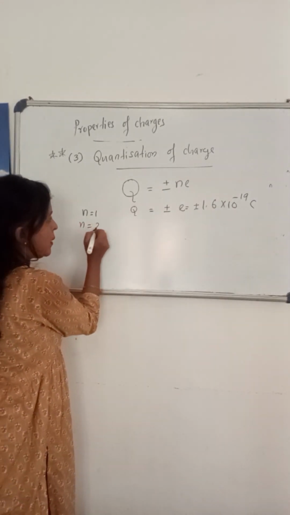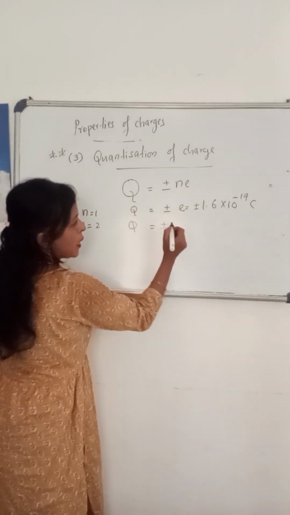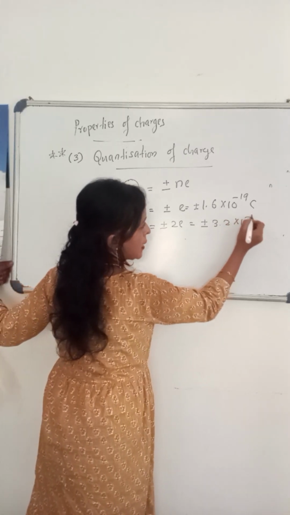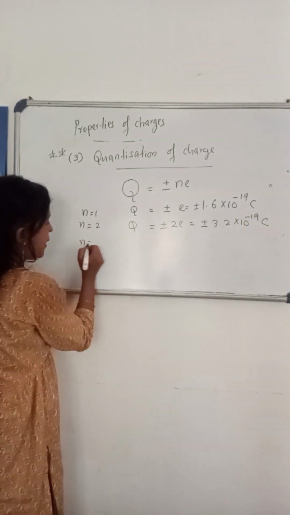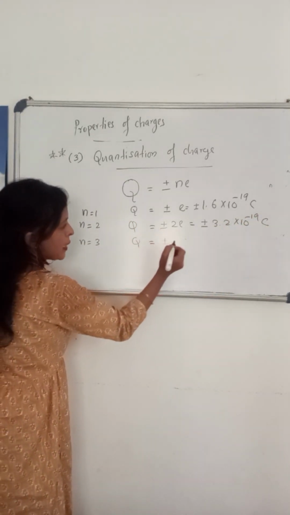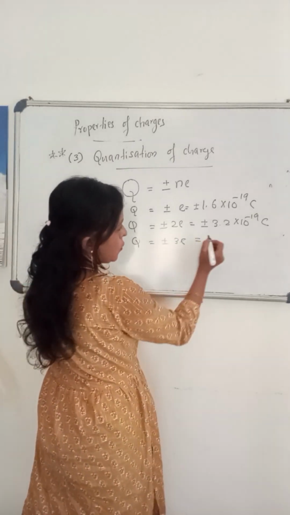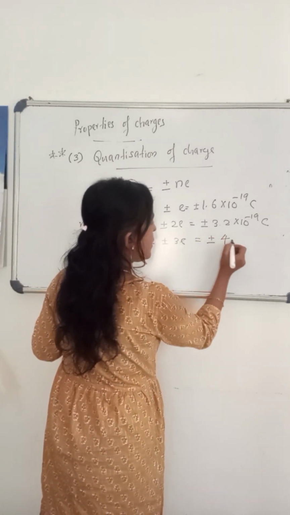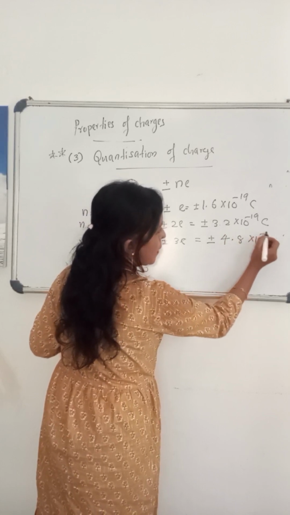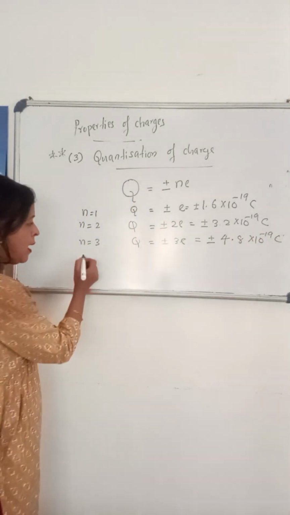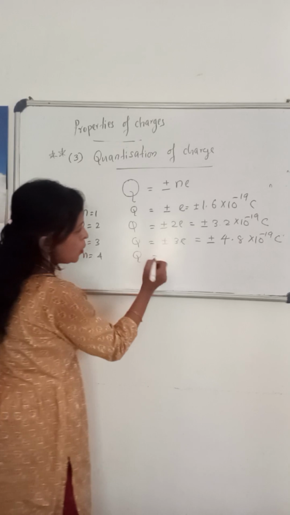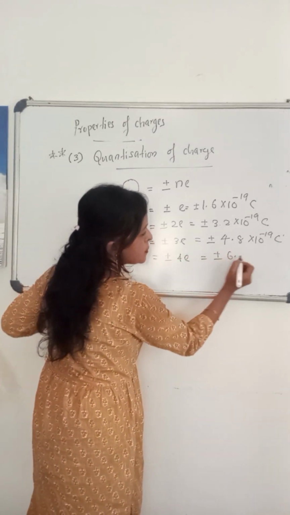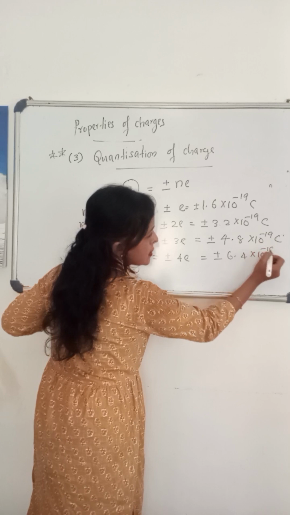n equal to 2 means Q is equal to plus or minus 2e, which is equal to plus or minus 3.2 into 10 to the power of minus 19 coulomb. And n equal to 3 means Q is equal to plus or minus 3e, which is equal to plus or minus 4.8 into 10 to the power of minus 19 coulomb. Okay. n equal to 4 means Q is equal to plus or minus 4e, which is equal to plus or minus 6.4 into 10 to the power of minus 19 coulomb, like that.